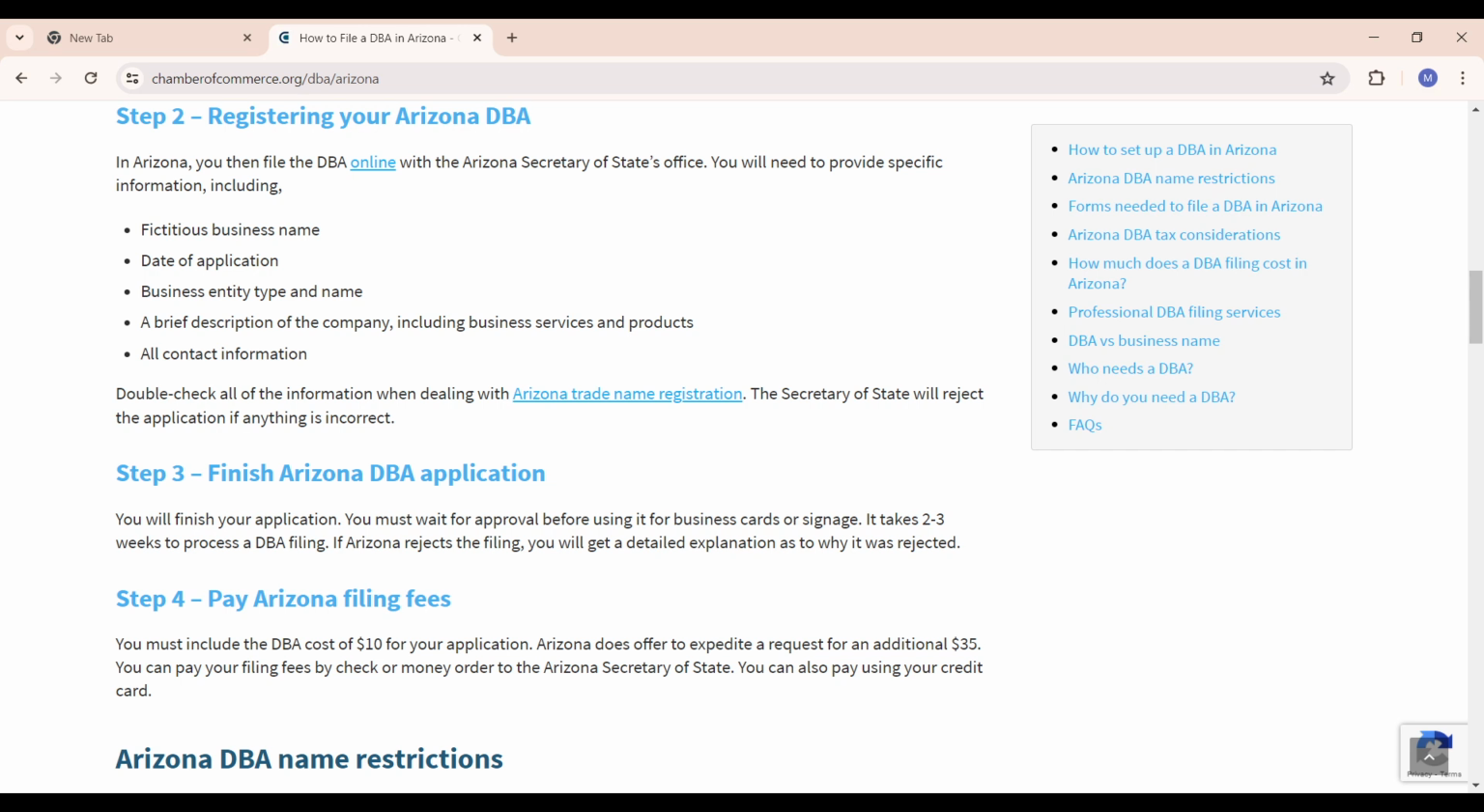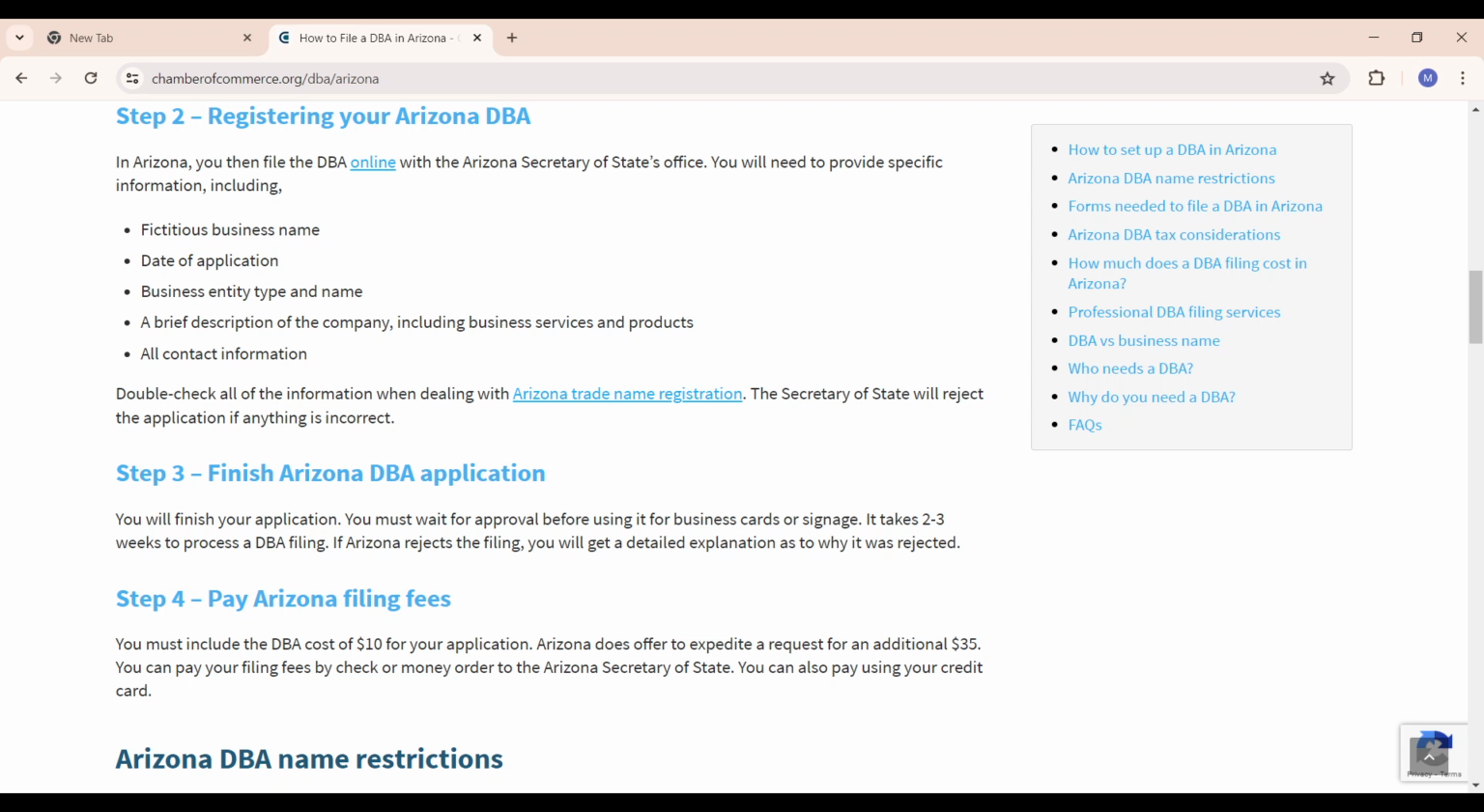You must ensure that you've double checked all of the information when you are dealing with the Arizona trade name registration. The Secretary of State will reject the application if anything at all is incorrect. So you want to take your time to look at it properly before you process it.